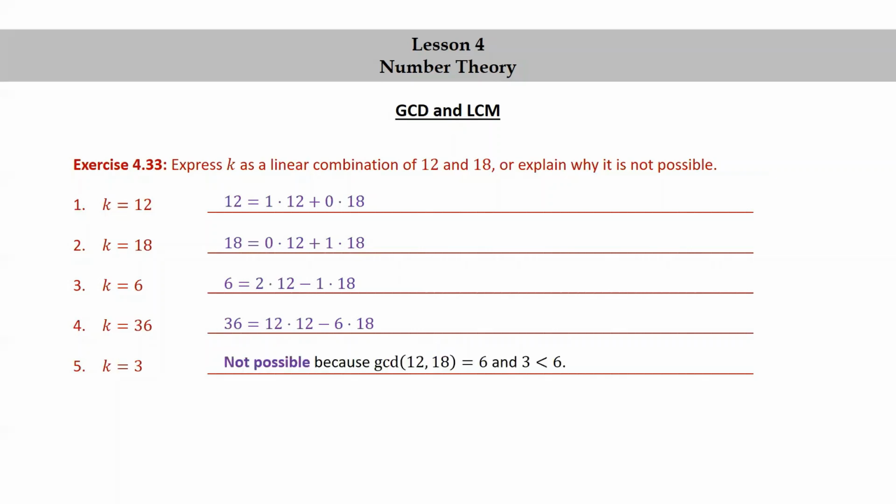K equals 3. This is not possible because the GCD of 12 and 18 is 6, and 3 is less than 6.